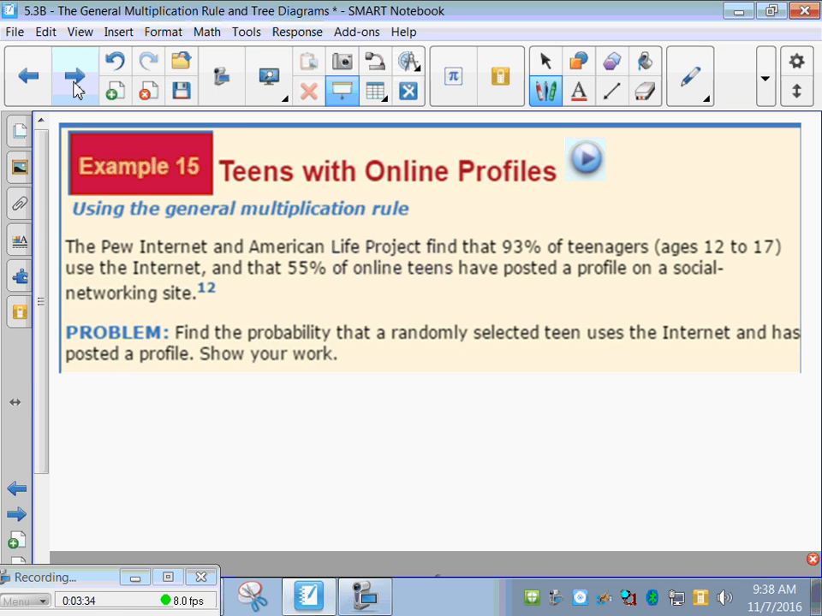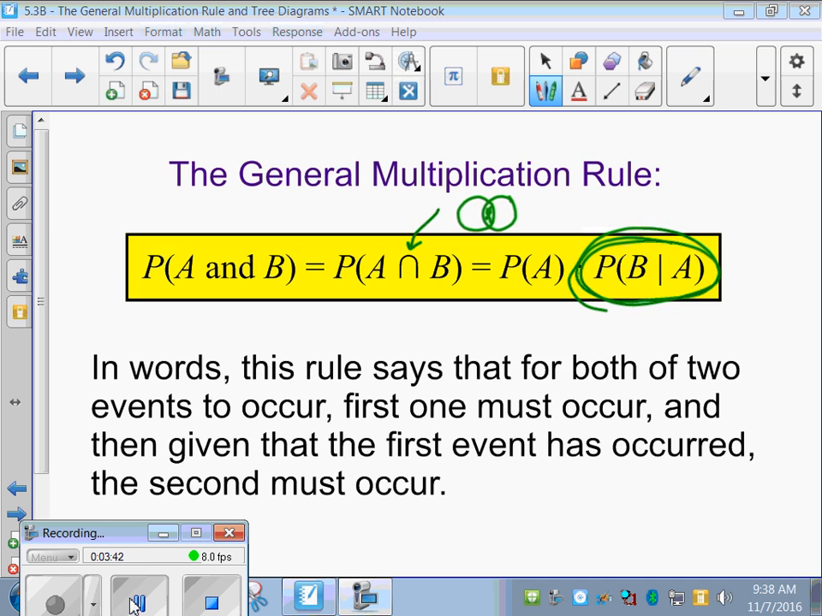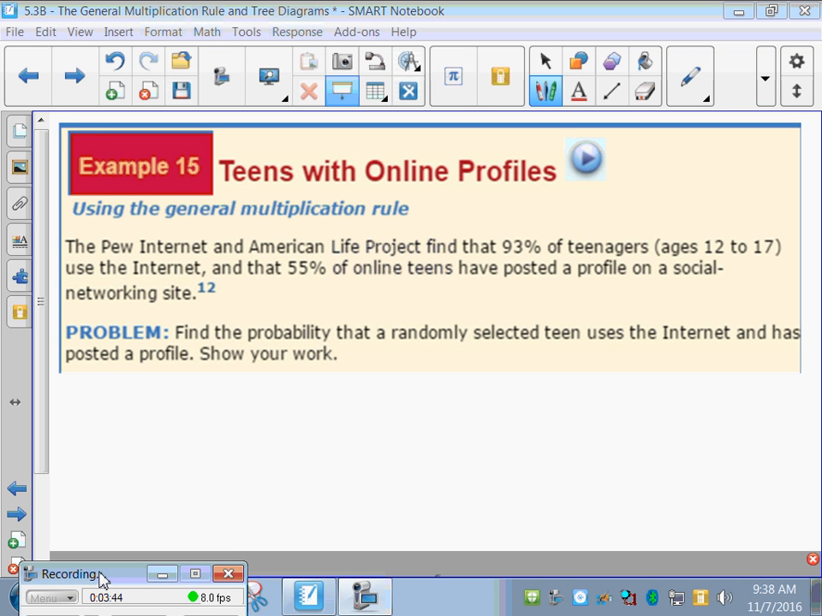All right, so let's try an example. Yeah, you want me to go back? Okay. The Pew Internet and American Life Project finds that 93% of teenagers ages 12 to 17 use the internet, and 55% of online teenagers have posted a profile on a social networking site. I bet that's higher than 55, but I don't know. Find the probability that a randomly selected teen uses the internet and has posted a profile.